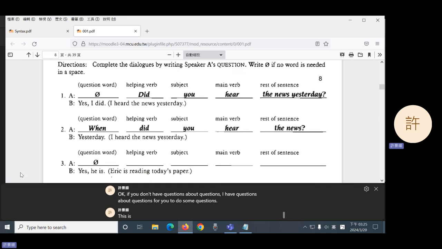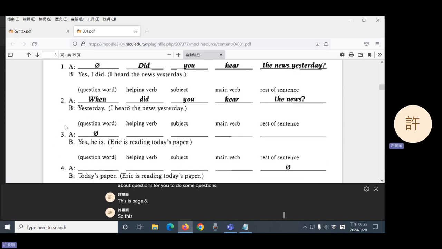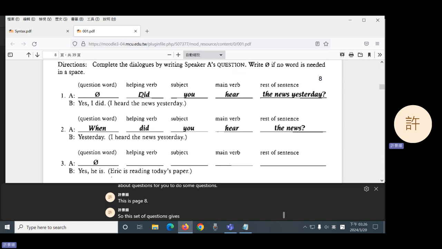This is page 8. So this set of questions gives you the structure, right? Question word, helping verb, subject, main verb, rest of sentence. This is what we were talking about. It says main verb, which means the last word in the verb phrase. So if there's more than one verb originally, you have to move the first one to this spot. If there is only one word, you have to add a do word here.